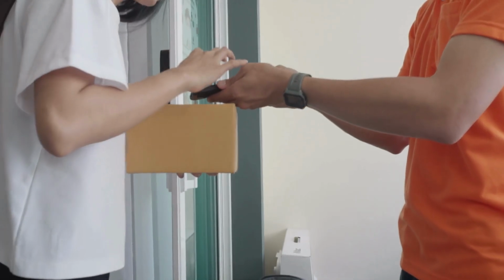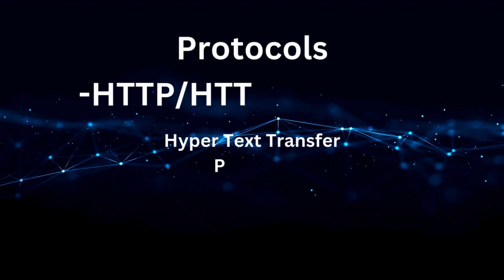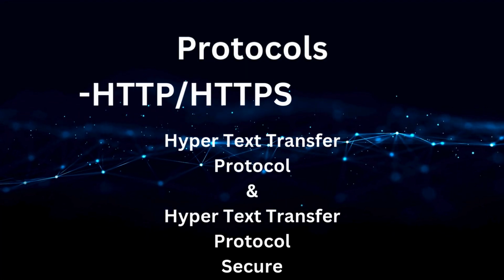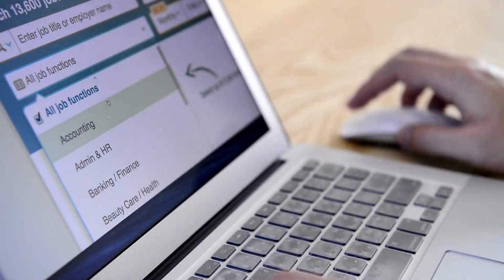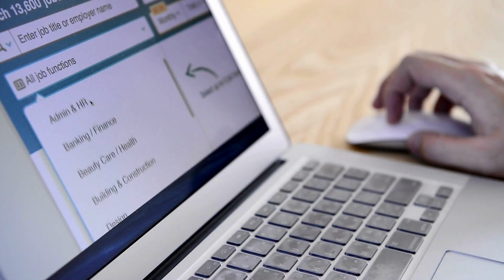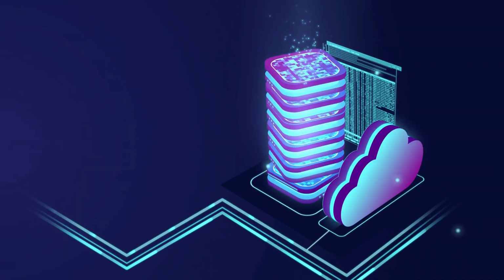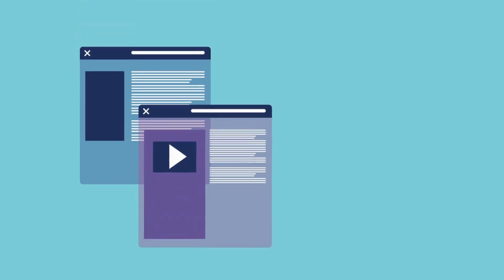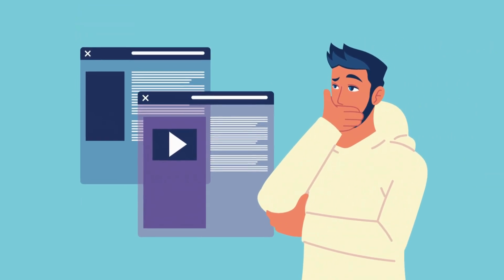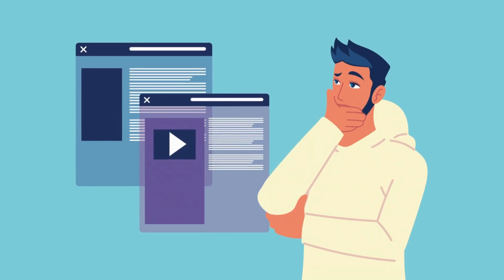Then there's HTTP, or HTTPS for secure sites, which is how your browser talks to websites. When you type youtube.com, HTTP sends a request to YouTube's servers, and they send back the data to display the page. Okay, so your packets are zooming around, but how do they travel across the globe?